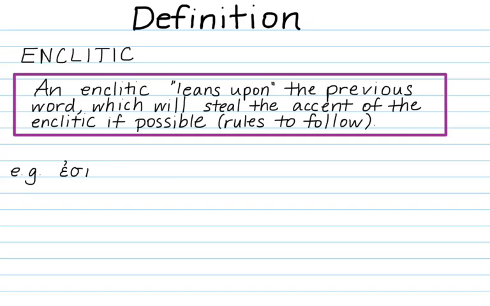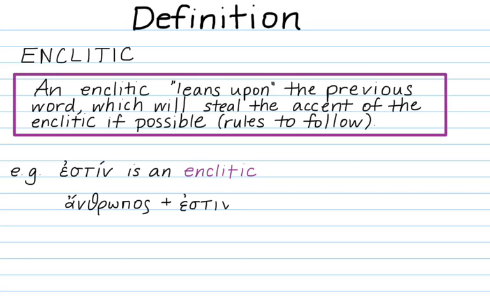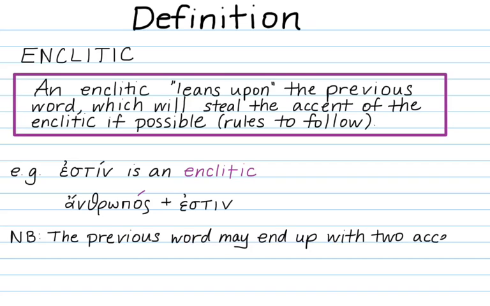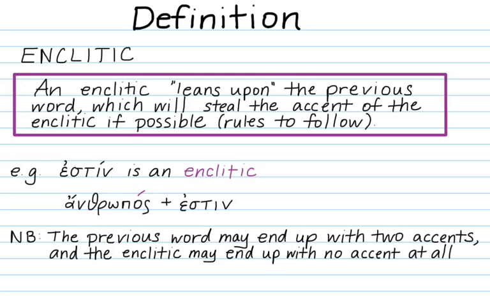For example, estine is an enclitic. Its accent will jump to the previous word if possible. If the word anthropos is followed by the word estine, the accent will jump back from estine onto anthropos. The previous word may end up with two accents, as we have here with anthropos, and the enclitic may be left with no accent at all. Note that estine is always an enclitic. Enclitic words are designated as such in your vocabulary lists.